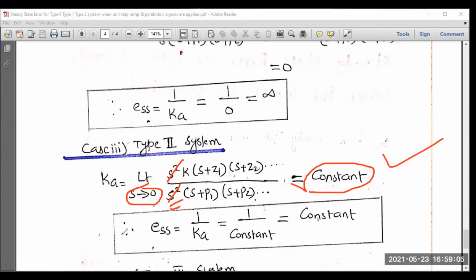Therefore, I can compute the steady state error as 1 by K. 1 by constant is nothing but it will always be a constant. I think it is very clear to you. So note down, for type 2 system.